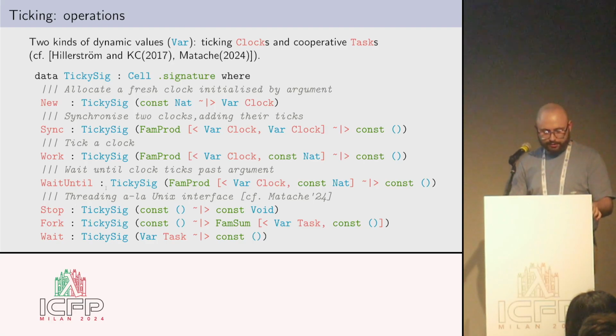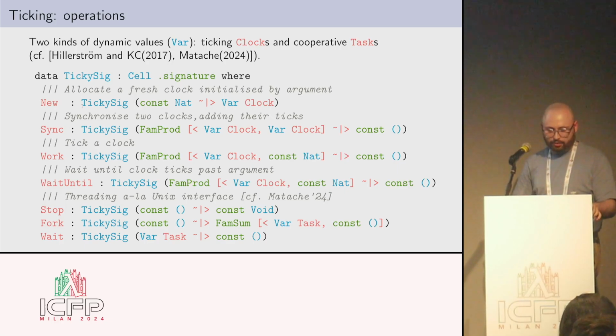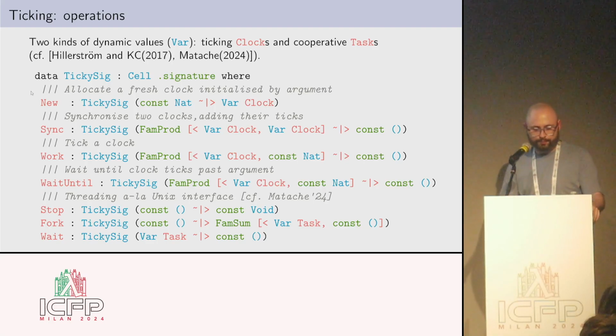And we're going to define a signature here. So we have a whole bunch of operations. The first one is going to be new. That's going to allocate a fresh clock initialized with some natural number. And then that's going to give us back a fresh clock. And this represents a unification variable.